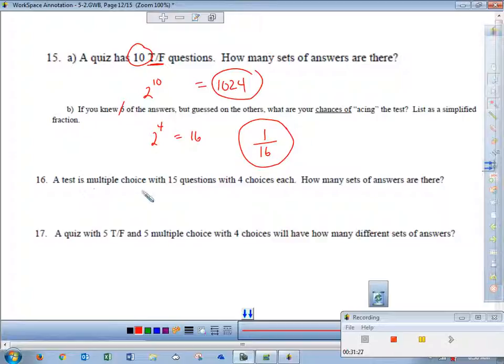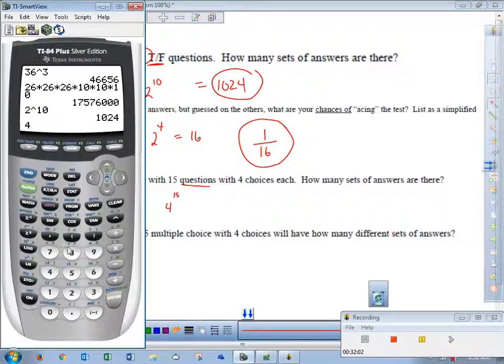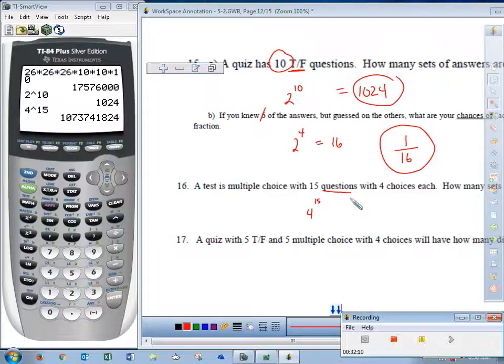A test is multiple choice with 15 questions and 4 choices each. How many sets of answers are there? So it's choices, which is 4, to the number of questions. So we'll punch that in, 4 to the 15th power. And yummy. That is 1,073,741,824. Commas, commas, commas. Over a billion different combinations.